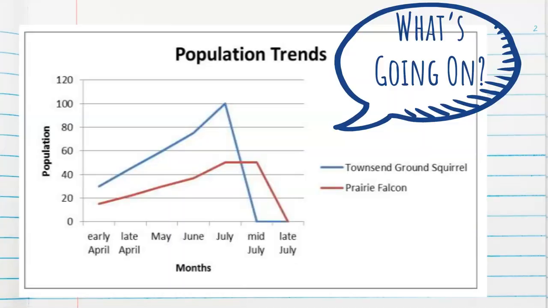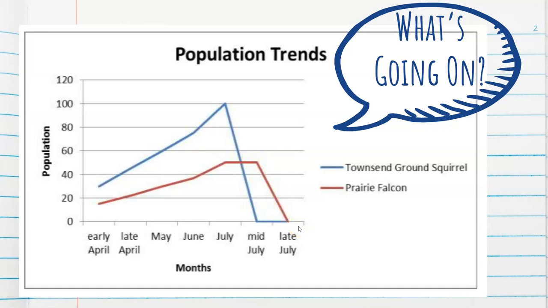So we're going to start off by looking at a little data. We have a graph here of the Townsend ground squirrel population and the prairie falcon population. So take a minute and just look at the graph and see what's going on. Hopefully you noticed that the ground squirrel population is increasing through April, May, June, part of July, and then it drops down to 0. Okay, and the prairie falcon population is also increasing, kind of leveling out here. And then shortly after the squirrel population goes down, their population goes down as well.